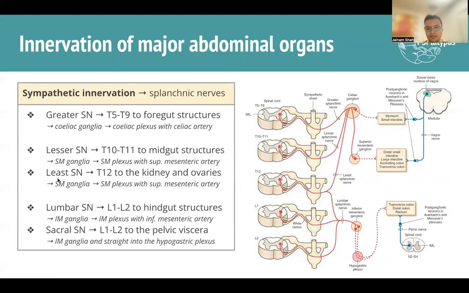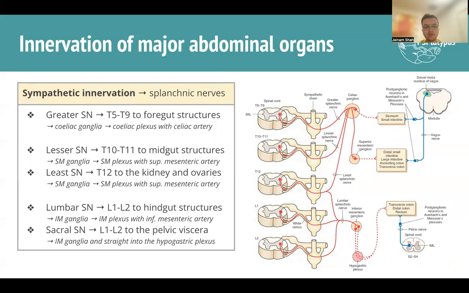The least, it's kind of a weird name, right? Least splanchnic nerve, because I guess they already used the word lesser somewhere else, is T12. It mainly supplies the kidneys and the ovaries, but of course there's exceptions. It again travels with the SM ganglion, the SM plexus, with the SM artery. When you get to the lower bit, so the lumbar splanchnic nerve, that's L1 and L2, that's all your hindgut structures. That will travel through the inferior mesenteric ganglion, with the inferior mesenteric plexus, with the inferior mesenteric artery.